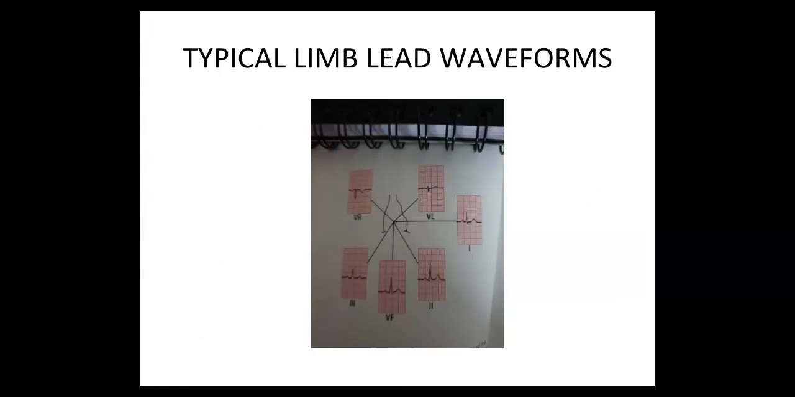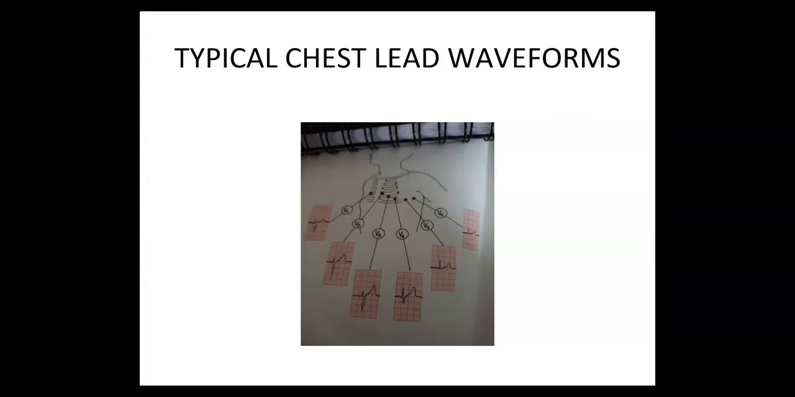The typical limb lead waveforms: lead 1, lead 2, lead 3, AVR, AVL and AVF for a normal subject are shown in the picture. The typical chest lead waveforms V1 to V6 for a normal subject are shown in the picture.